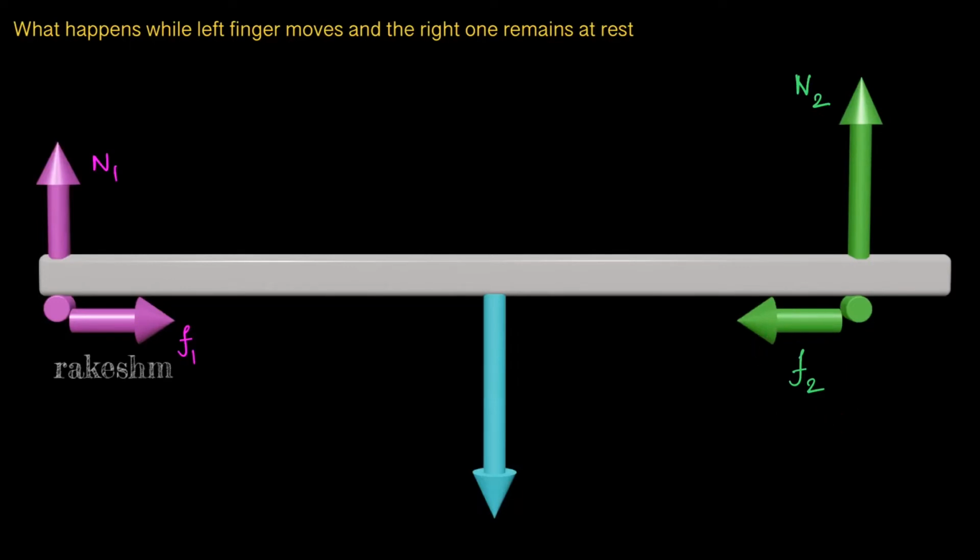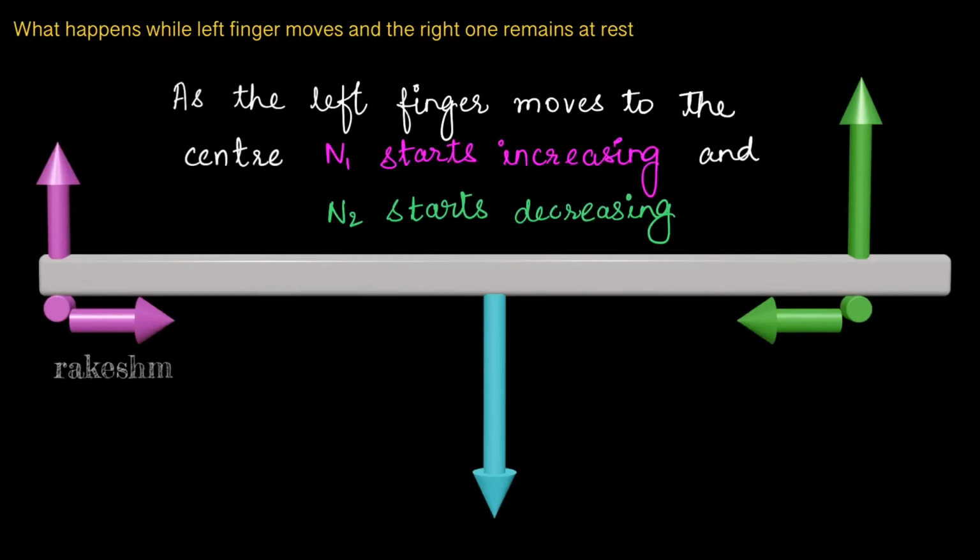The reason we have to analyze this is for the next part of the question. The next part of the question is what? The left finger comes to rest and the right one starts moving. So that is the next part of the question, right? To answer that, we need to analyze what happens during this process when this finger moves and this is at rest. As the left finger moves to the center, N1 starts increasing and N2 starts decreasing.